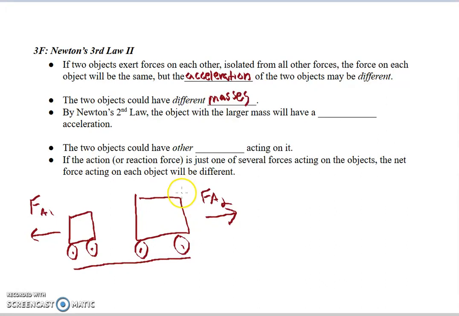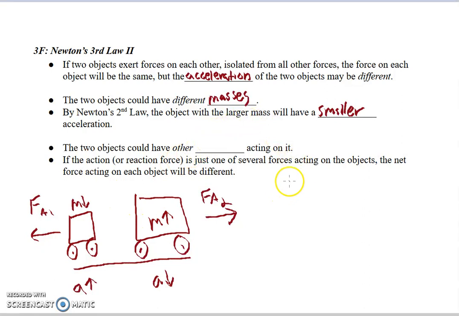And by the second law, if your mass is large, your acceleration is going to be smaller. And if you have a small mass, like the other car right here, your acceleration is going to be larger. So again, the larger mass is going to have a smaller acceleration. That kind of makes sense. Even though the force is the same, if you have a mass that's larger, your acceleration is going to be smaller, and vice versa.